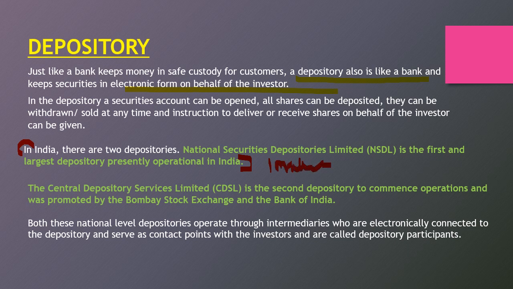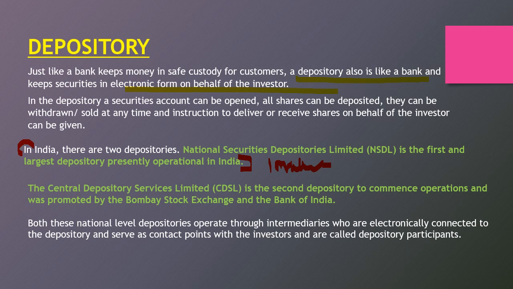This again would come for a 1 marker in your tests and exams, and it's important for you to know. So these two depositories are the ones which actually help you buy shares or sell shares. That is National Securities Depository Limited and Central Depository Services Limited. These are the two depositories. These two are like banks, so it's always better for you to remember. Depositories refers to banks, but your bank is where you have an account.